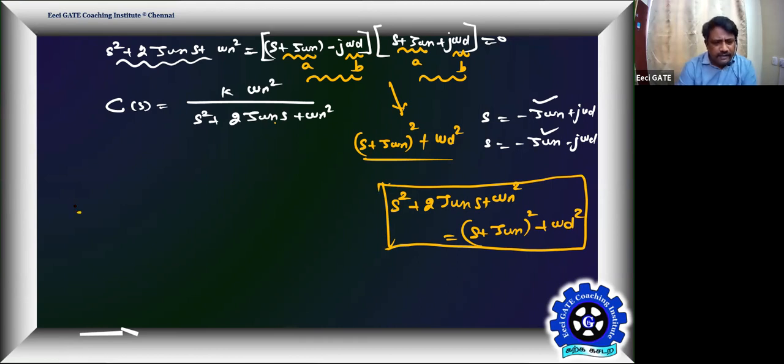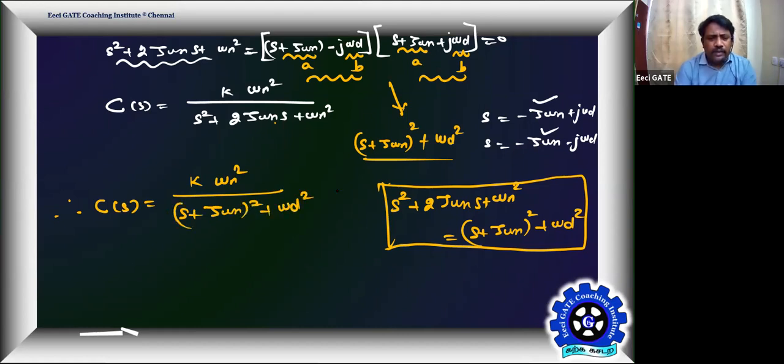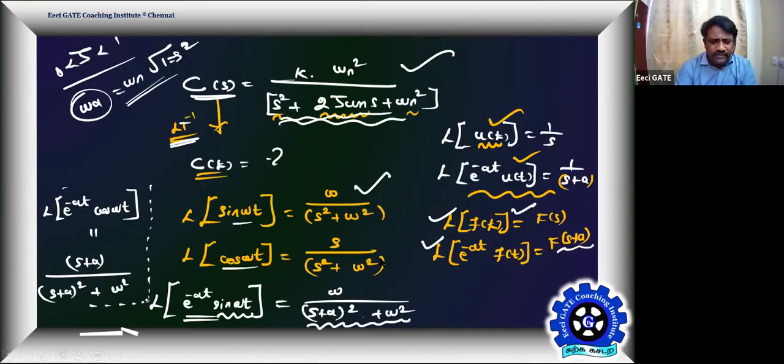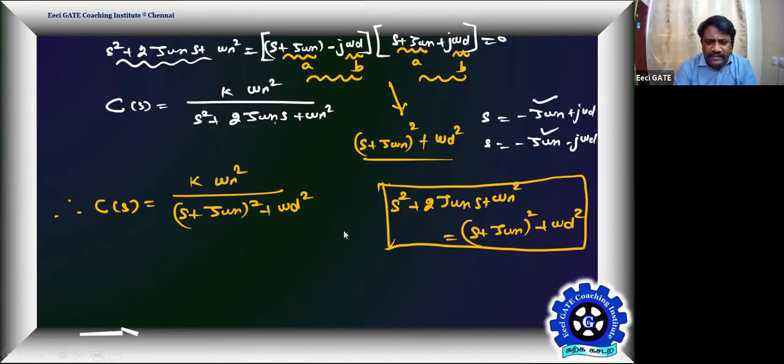That's the point. Therefore, I can write C of s is equal to k into omega n square by (s plus zeta omega n) whole square plus omega d square. Now it is almost in the form of what is given here, (s plus a) whole square plus omega square form I modified. But only thing is the numerator: do we have s plus a in the numerator? If it is s plus a, I can make it to the cos form. If it is a constant, I can make it to the sine form. What is in the numerator? Only k into omega n square. Only a constant is there in the numerator.